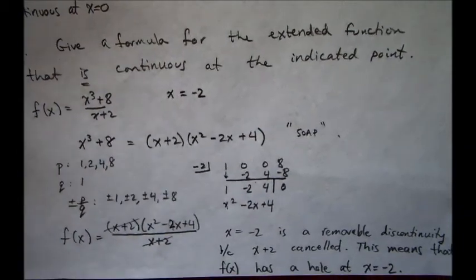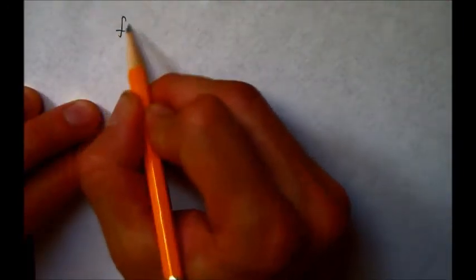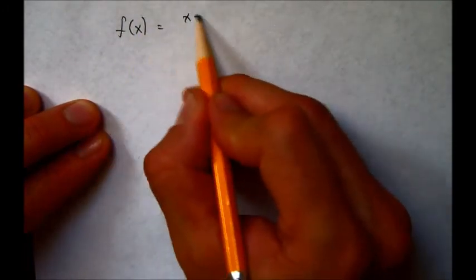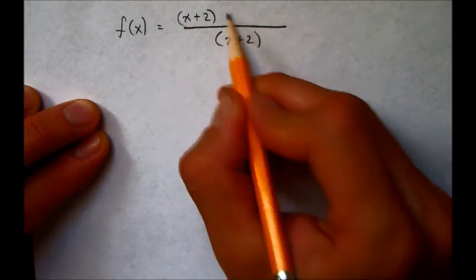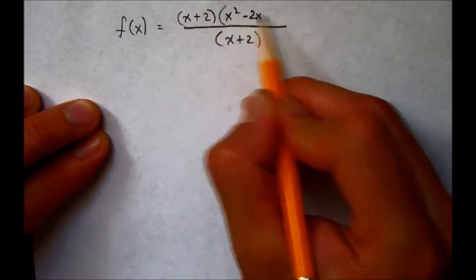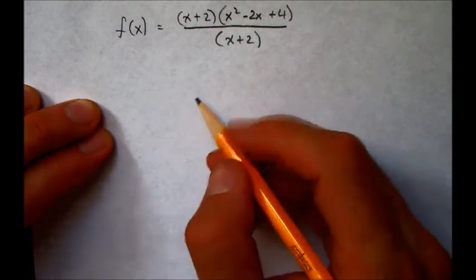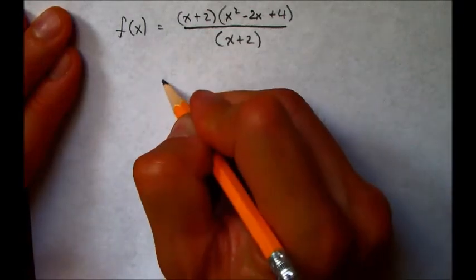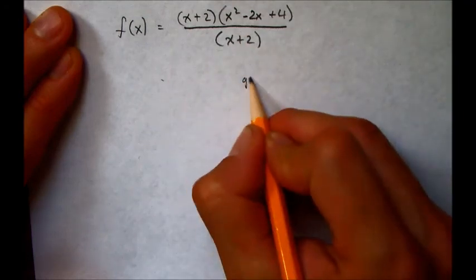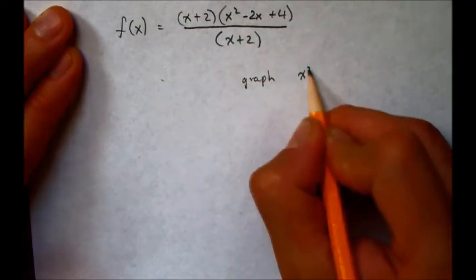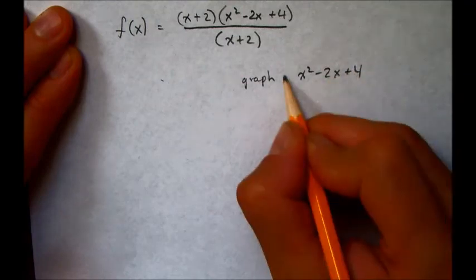Okay, so our function is f of x equals, you don't have to rewrite it, I need to, because I grabbed a new sheet of paper here. It's a parabola. Let's go ahead and graph x squared minus 2x plus 4.